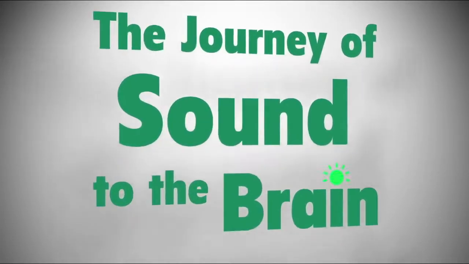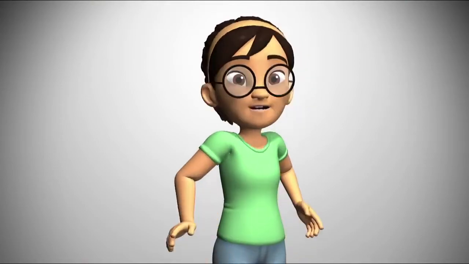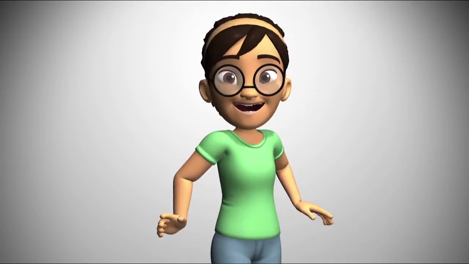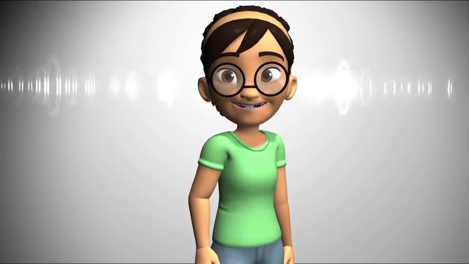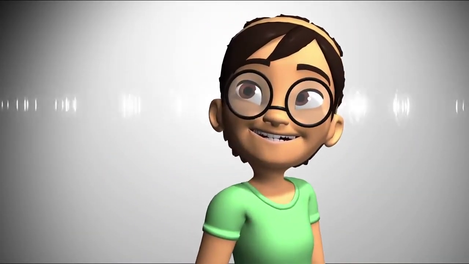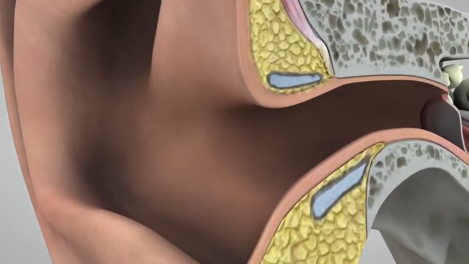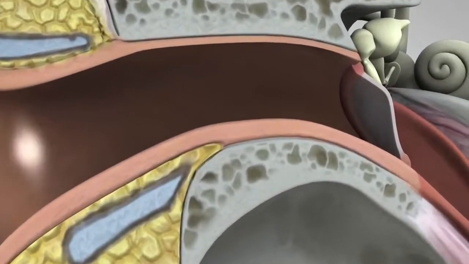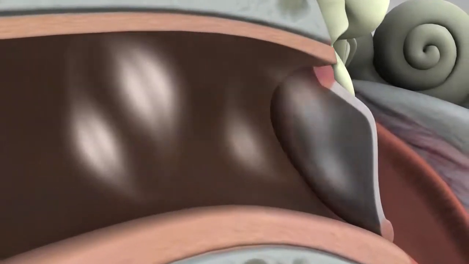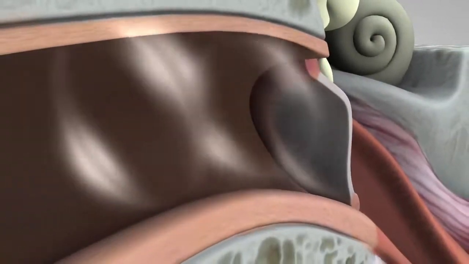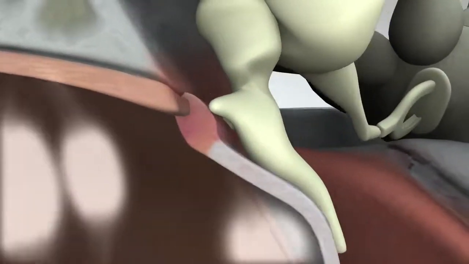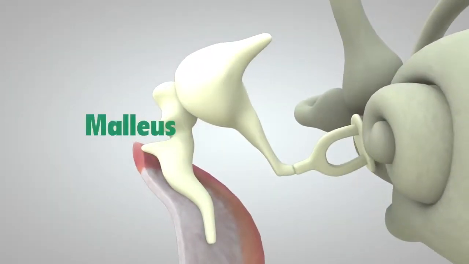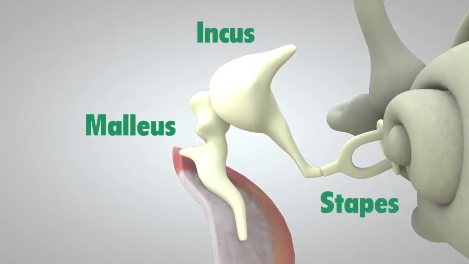Have you ever wondered how sounds make their way from the source all the way to your brain? Take a trumpet, for instance. When it's played, it makes sound waves in the air. The outer ear catches the waves, which then travel through a narrow passageway called the ear canal. The sound waves reach the eardrum, which is a membrane roughly half the size of a dime. They make the eardrum vibrate, which in turn vibrates 3 tiny bones called the malleus, incus, and stapes.